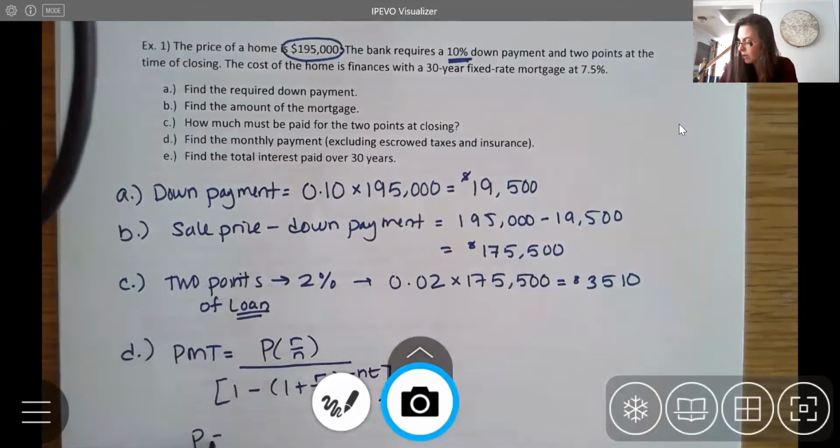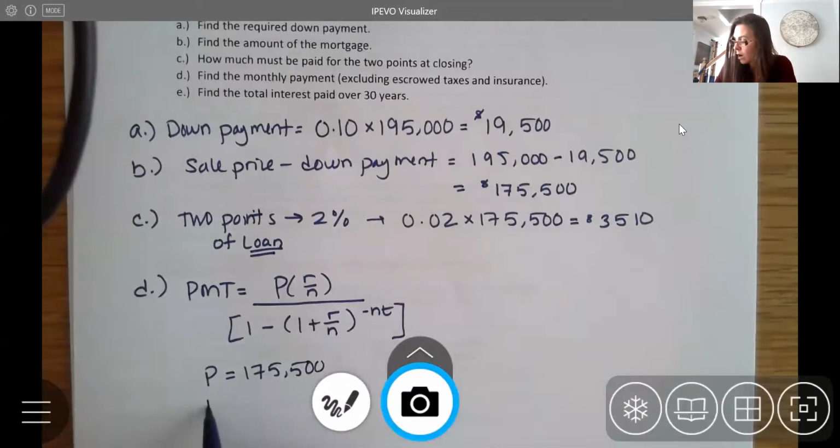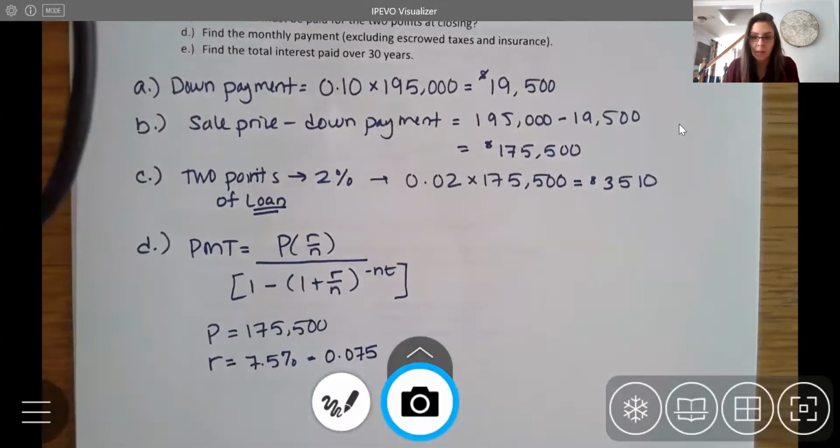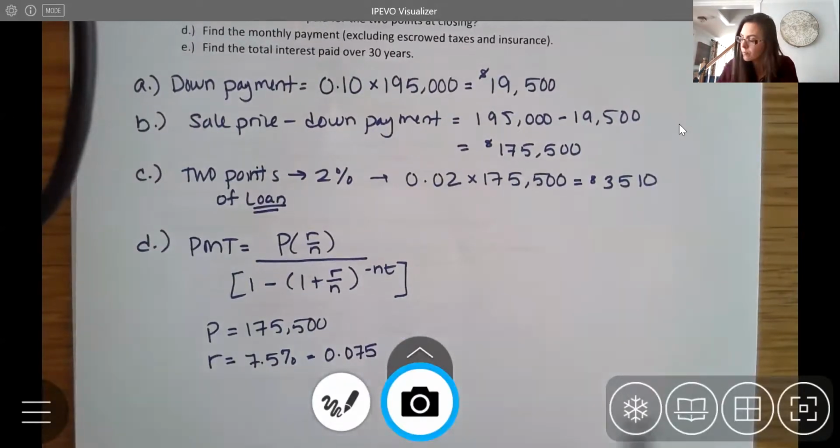All right, so our P here is 175,500. Our rate is pretty high at 7.5%. Now, rates do fluctuate over time, and you're going to see that as rates on savings accounts increase, usually rates on loans increase as well. And when loans are down, then savings account returns are also down. So right now, 7.5% is very high. A lot of times we're seeing like 3% right now, even 2%. So again, it's going to depend on the time that the problem is written.